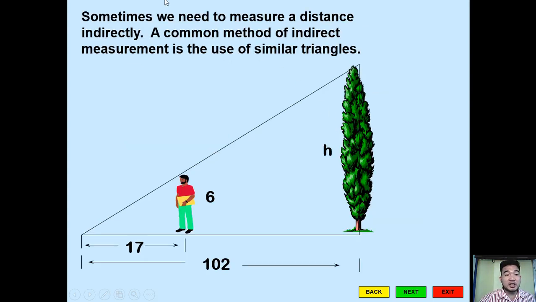Sometimes, we need to measure a distance indirectly. A common method of indirect measurement is the use of similar triangles. So in this case, we have here a man and a tree. Our task is to solve for the height of the tree. And here are the shadow of the tree and the shadow of the man. The shadow of the man is 17, and the length of the shadow of the tree is 102 from their foot. The height of the man is 6.